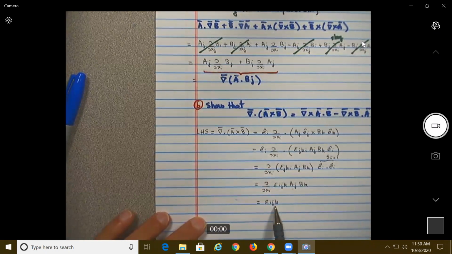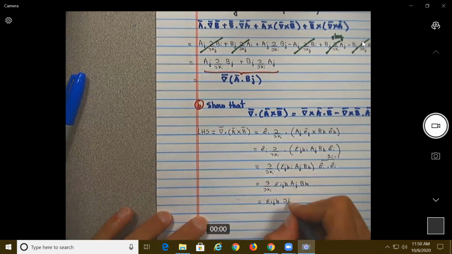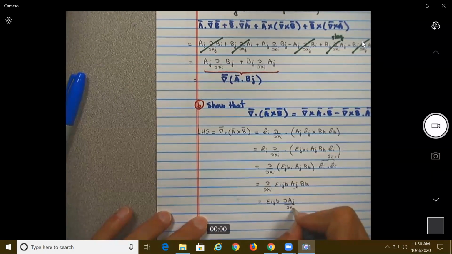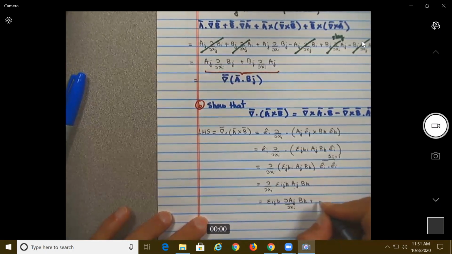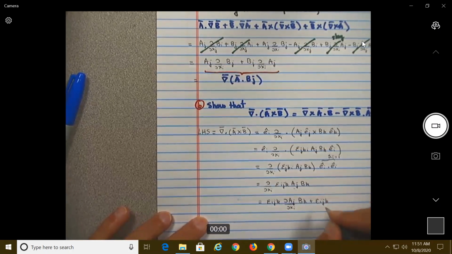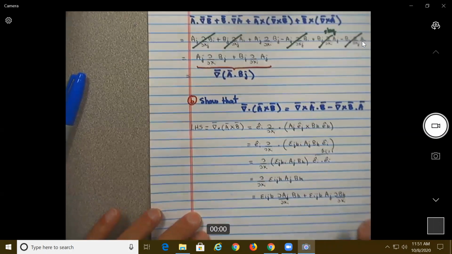Yeah? So here we're going to get then epsilon_ijk of partial a_j over partial x_i times b_k, plus epsilon_ijk a_j partial b_k over partial x_i.